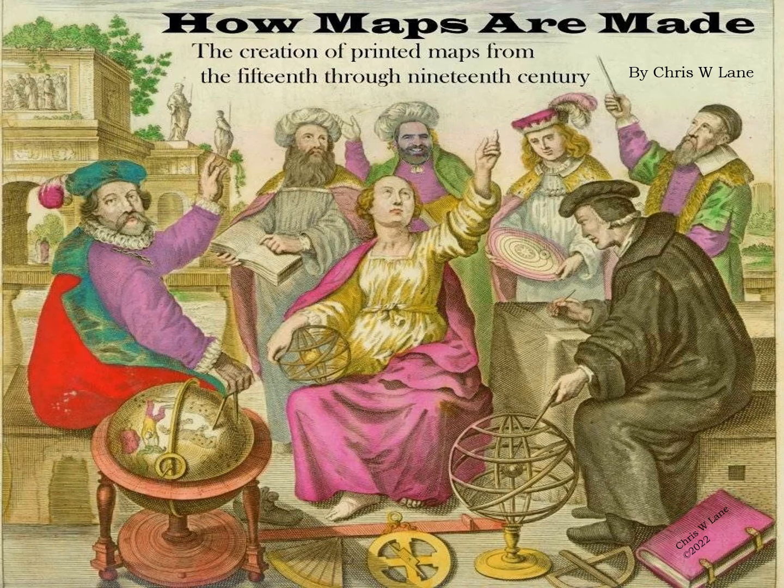How maps are made. This lecture is about how printed maps were made from the 15th through the 19th century. It is an overview about the general trends in map making. The primary source for much of this lecture is David Woodward's excellent reference, 5 Centuries of Map Printing.